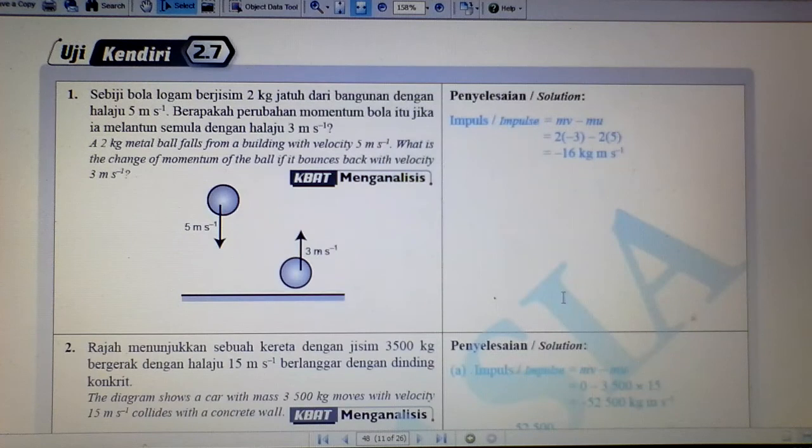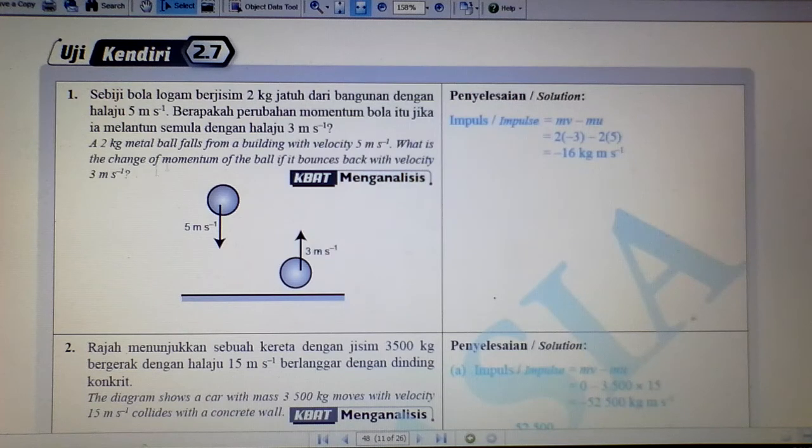Okay, now let's look at some example calculation problems. Uji Kendiri 2.7. You can do it first, then only check the answer from here. Okay, number 1. A 2 kilogram metal ball falls from the building with velocity 5 meters second negative 1. What is the change of momentum of the ball if it bounces back with velocity 3 meters second negative 1?